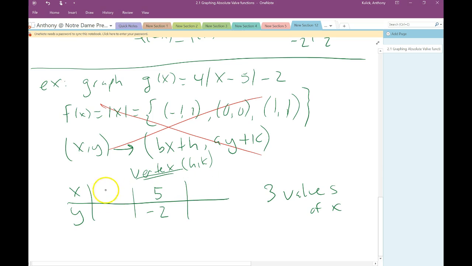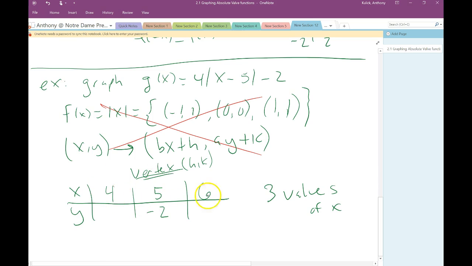Now, these remaining 2 x's, I can pick almost anything. For this x to the left of the vertex, I just need to pick any value of x that's less than the vertex. So any number less than 5. So 4 would be okay, 3 would be fine, 2 would be fine, 1 would be fine, 0 would be fine, etc. For this point, I just need to pick a value that's bigger than the vertex. So 6 would be fine, 7, 8, 9. You'd pick decimals if you wanted, like 10.6. I don't know why you'd want to do that, but you could.